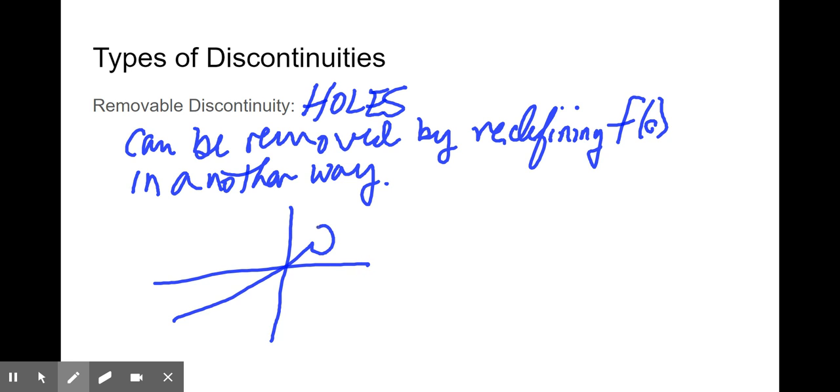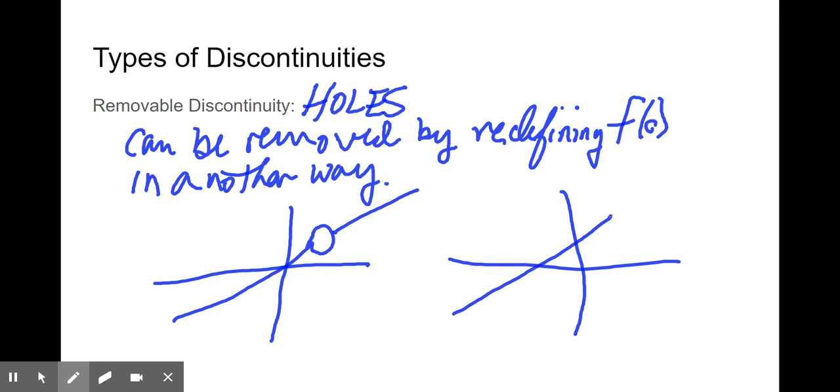If we're looking at it graphically, we just saw a graph that has a hole in it. There's a graph that has a hole in it. This graph also is considered to have a removable discontinuity. So let's say we call this point C. Each one of these functions is discontinuous at the value x equals c.